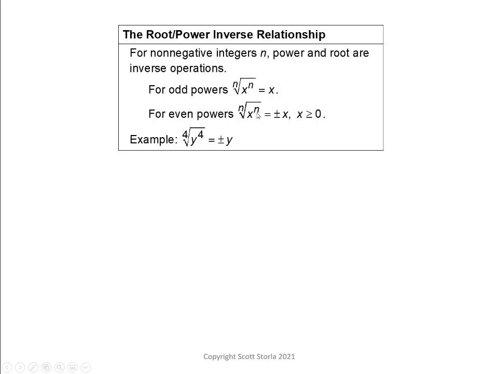So if your original power is even, like x squared or x to the fourth or x to the sixth, then you have to include what people often call a plus minus symbol. It's really more of an idea of being positive or negative. So as an example, if I found the fourth root of y to the fourth, I would have a positive value and a negative value.